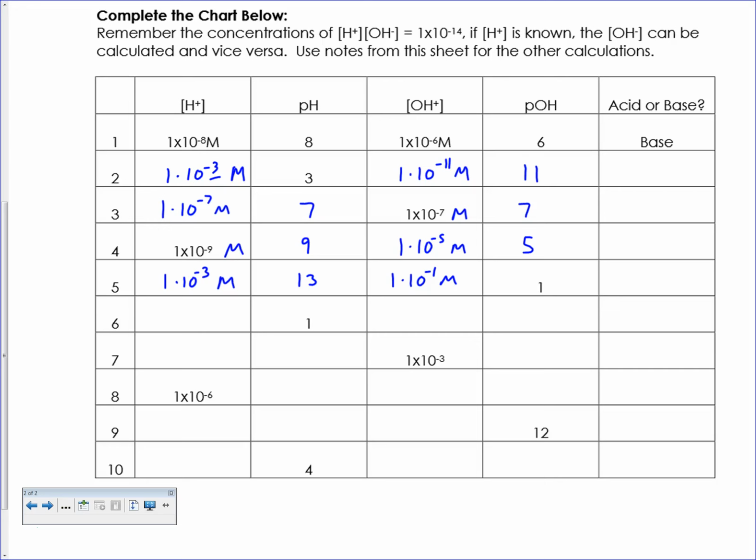All right, number 6, we're given pH here. That means pOH is 13 because they have to add together to be 14. Concentration 1 times 10 to the negative 1 molar for the H+. For the OH minus, it's 1 times 10 to the negative 13 molar. Going here to row 7, we get 3 here for the pOH because it has an exponent there of negative 3. If pOH is 3, then that means pH is 11, which means this is 1 times 10 to the negative 11th molar.